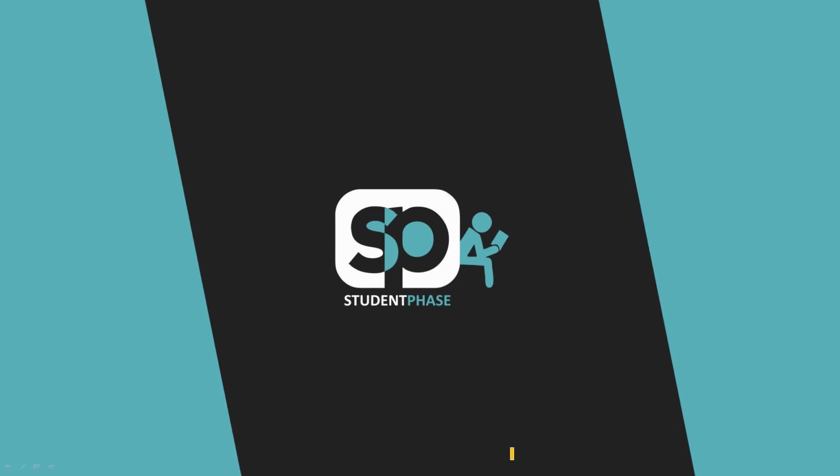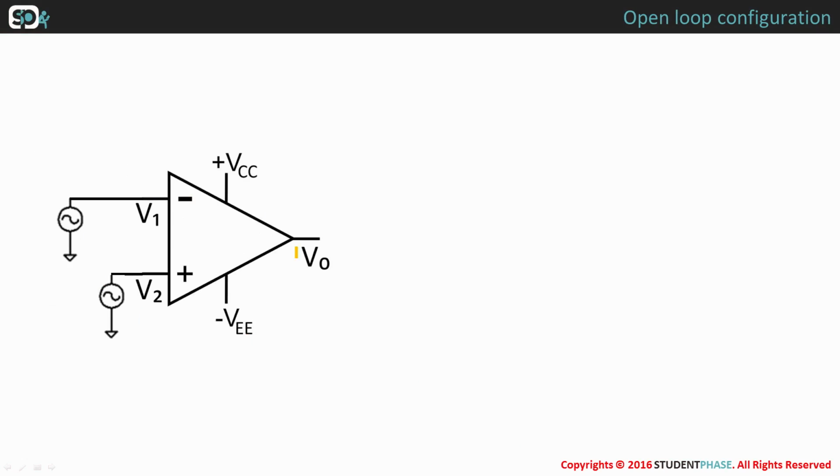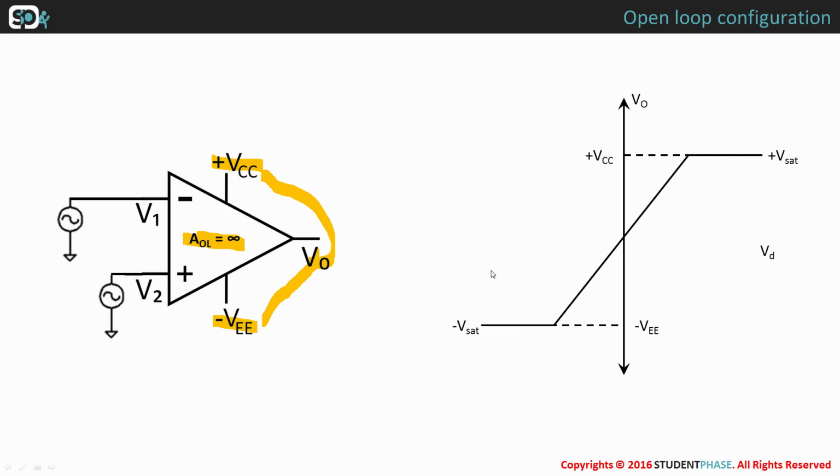The open loop configuration of an op-amp is as shown. The DC supply voltages applied to the op-amp are plus VCC and minus VEE. The output varies linearly between these two. Since it is an open loop condition, the gain is very high. Therefore, output voltage V0 is either at its positive saturation voltage or at its negative saturation voltage.